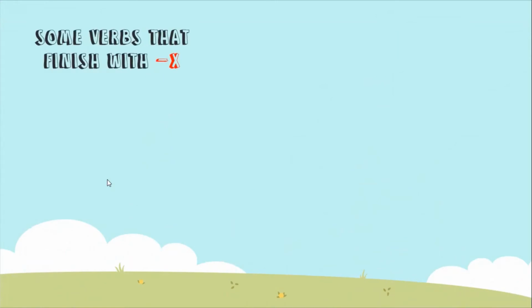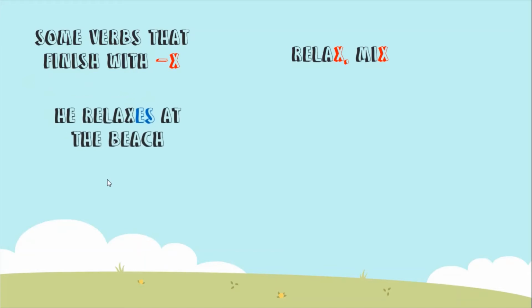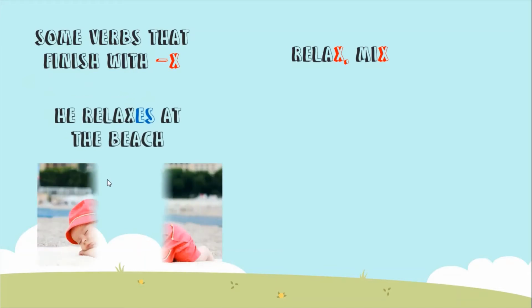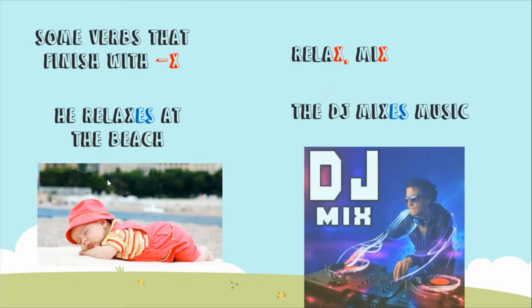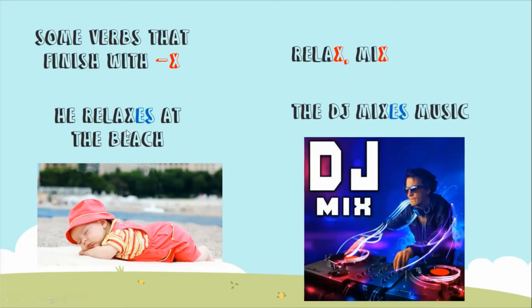Let's say that we have now the verbs that finish with X. Which verbs finish with X? Well, we have relax and mix. So, the first sentence is, he relaxes at the beach. Or we can say, the DJ mixes music, right? So in this case, we have relax, but because we are using the third person, he, the verb changes and we say he relaxes. If you say he relax, it's not correct. You have to say he relaxes or the DJ mixes music.